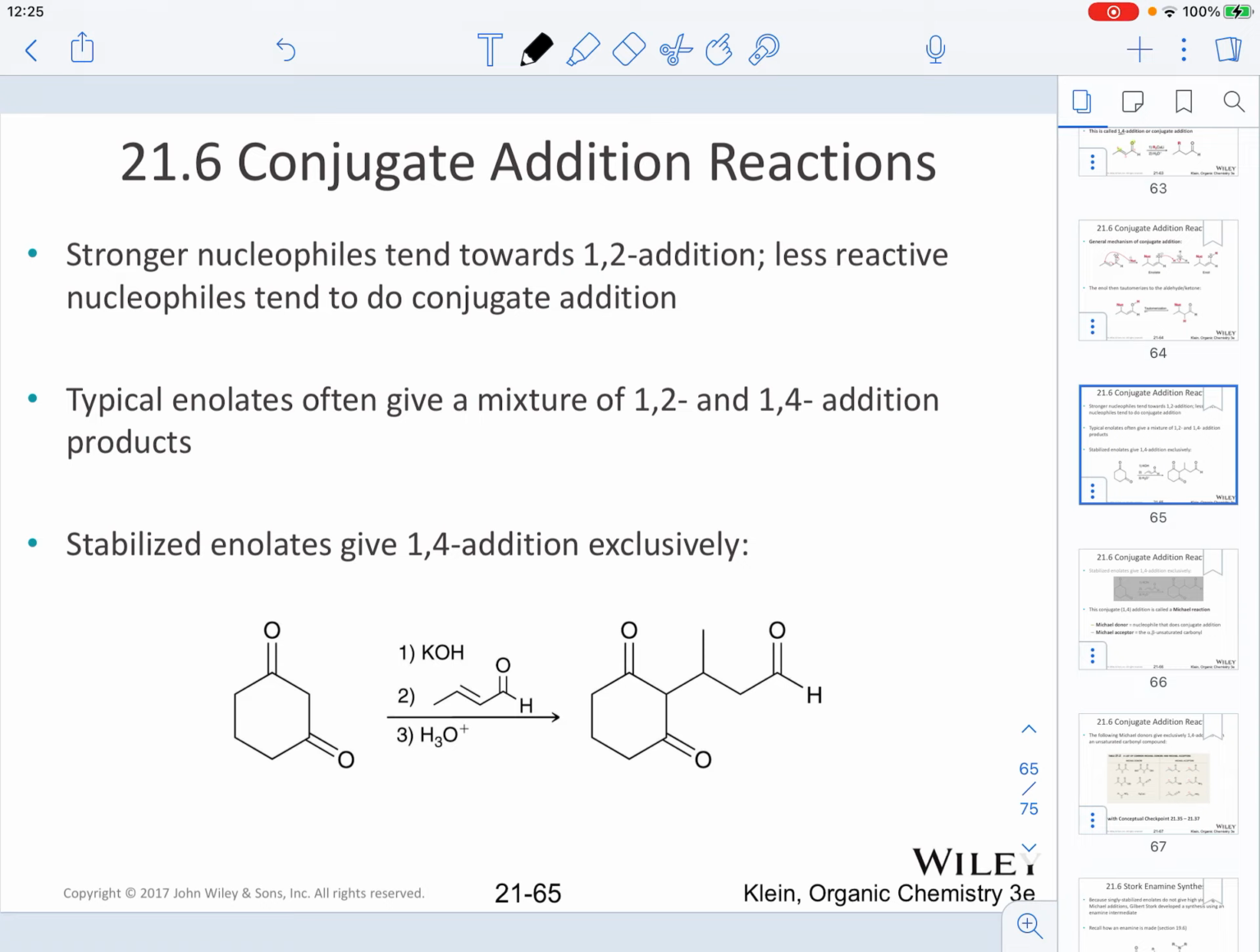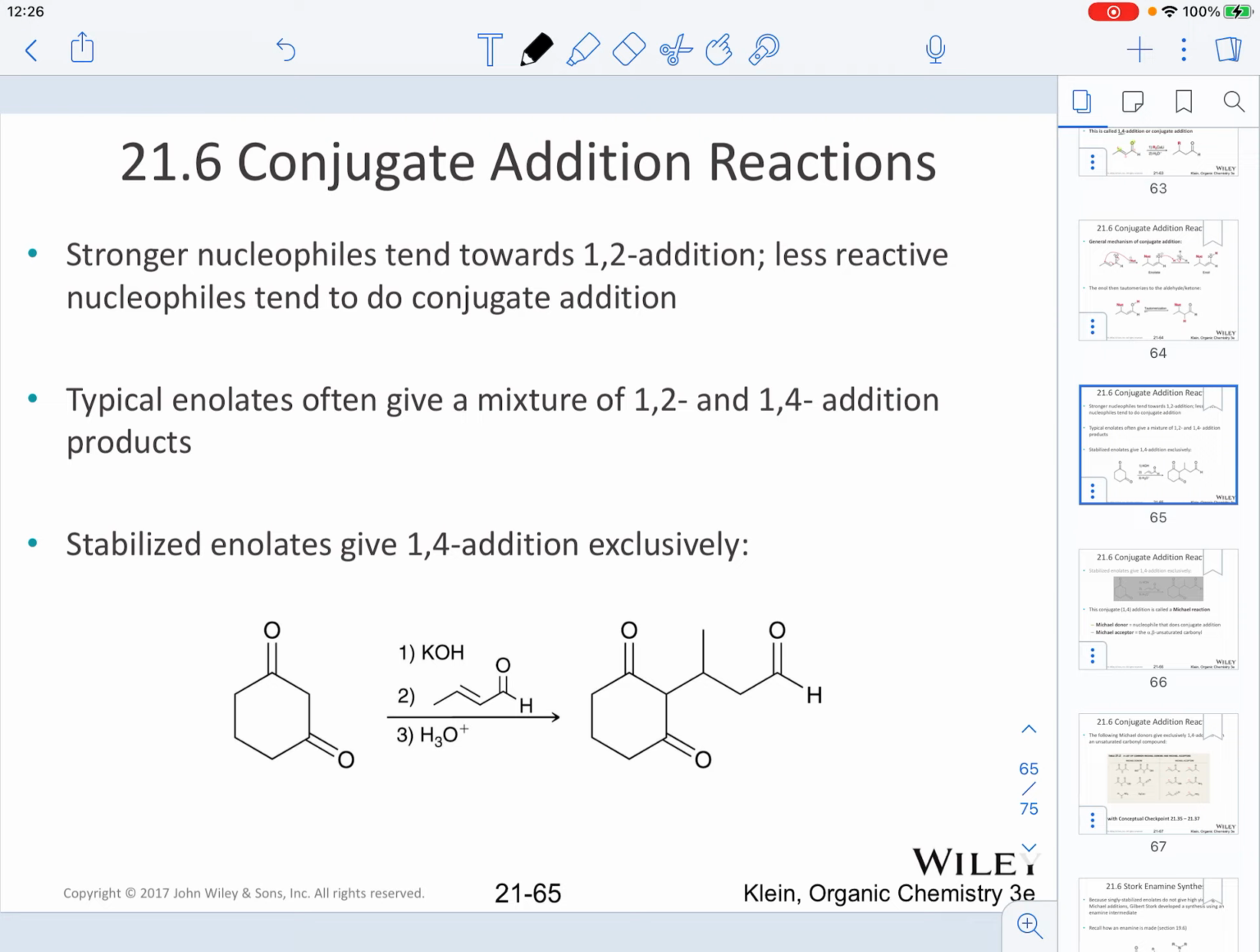Understand that strong nucleophiles tend towards the 1,2 addition. Less reactive nucleophiles tend to do conjugate additions. So understand that the typical enolate often gives a mixture of 1,2 and 1,4 addition products. Okay. Now, if you have a stabilized enolate, they are going to be specifically giving you the 1,4 addition, as you can see in the example that we have below.